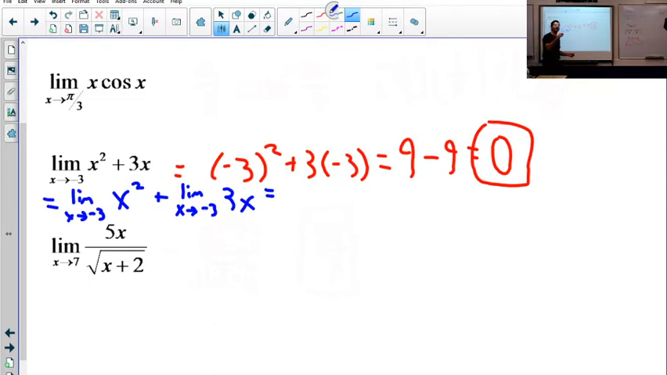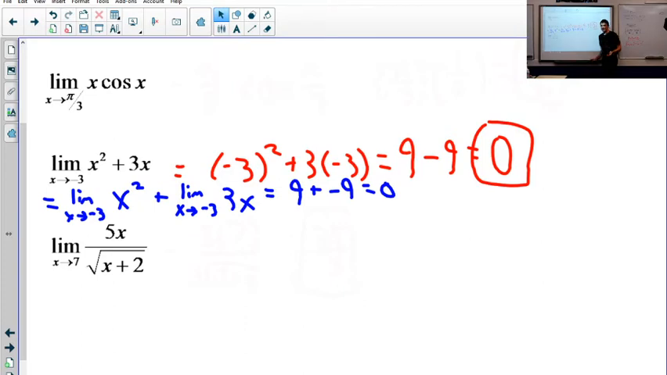So if you come across some problem where you're having trouble finding the limit combined and plugging in the number combined, then you can just separate out the limits. And so this limit is 9, and this limit is -9, and we get 0, the same thing. That's all this is saying. The limit of the sum is the sum of the limits, and you can do it the same way.